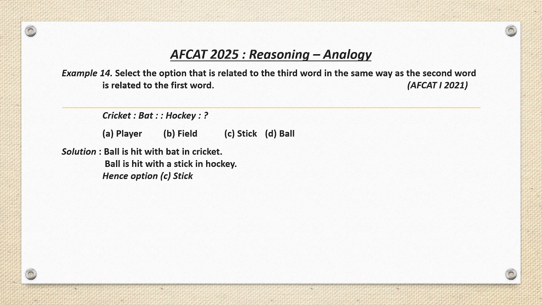Right. So in hockey, observe in cricket and hockey, a ball is used. Right. The ball is being hit either towards the goal post in hockey or towards the boundary in cricket. Okay. So in both the games, a ball is being hit. In cricket, the ball will be hit by a bat, and in hockey, the ball will be hit by a stick. Hockey stick. So stick is the correct answer.